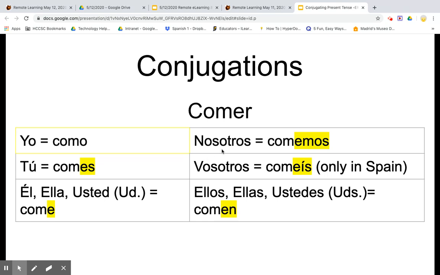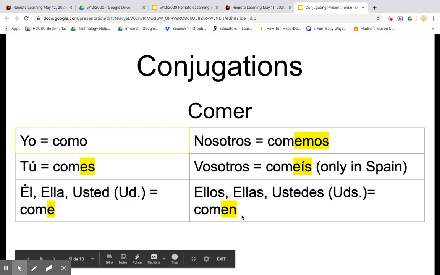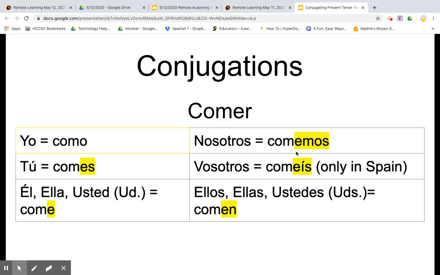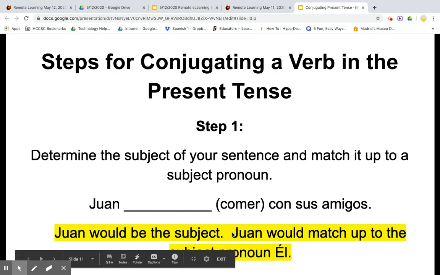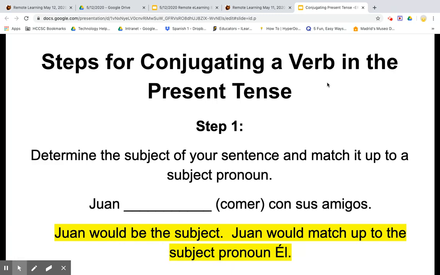If I wanted to use nosotros, it'd be comemos. We're going to skip vosotros. Ellos, ellas, ustedes would be comen. So, o, es, e, emos, en. Sí. So, the steps for conjugating a verb in the present tense, these should look familiar to you.